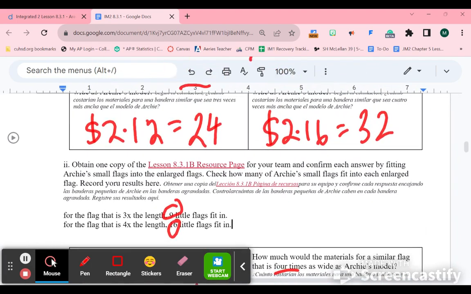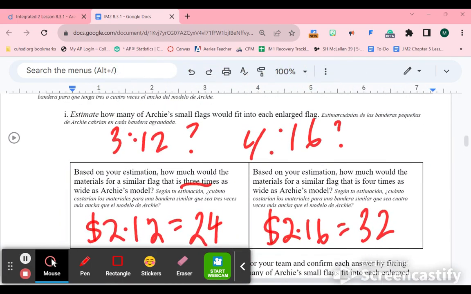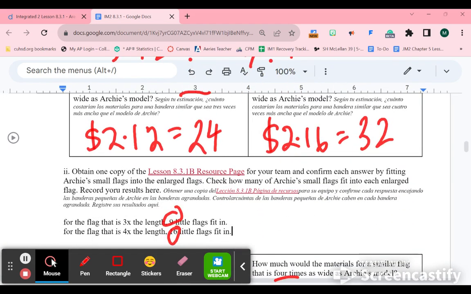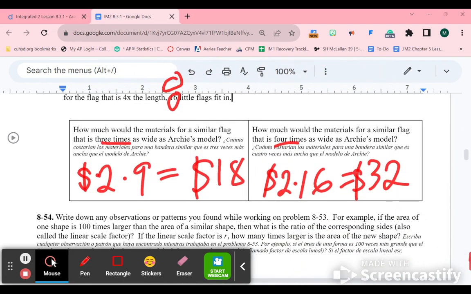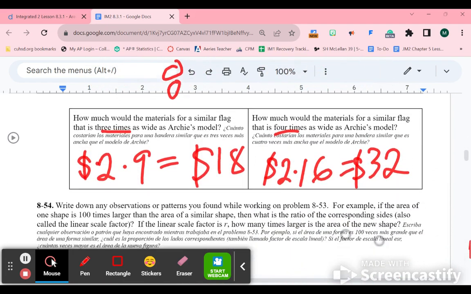Now, if we look at our estimates, somehow we got this one right because we multiplied by 4. And this one we didn't get right. We thought it might be 12. So there's a pattern to be found here.